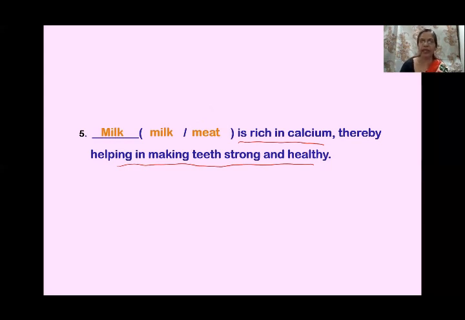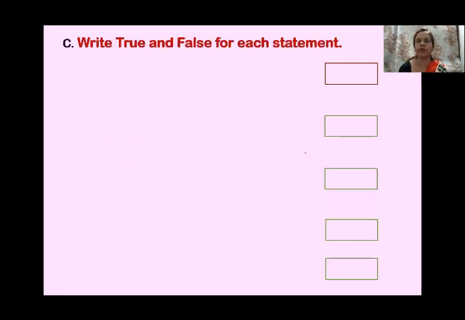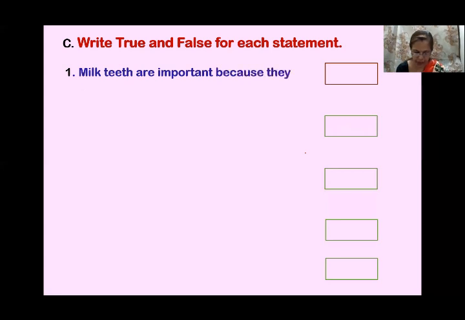Now we'll go for next question. You have to write true or false for each statement. First question is, milk teeth are important because they help in chewing food and speech development.